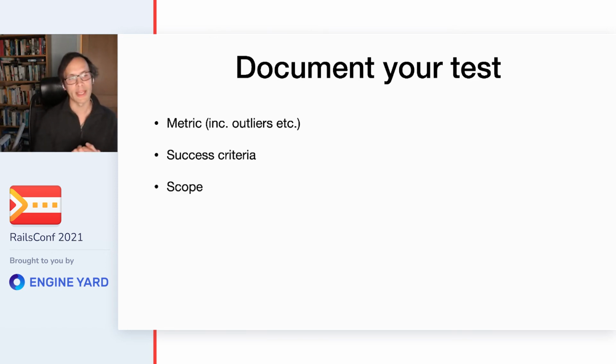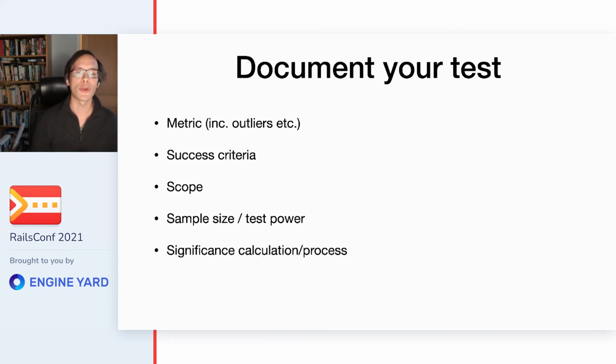The scope, as we mentioned: what exactly is on the test, what pages, what users, and so on. Do your sample size and test power calculations, and document all that. And then how you're going to calculate significance and the process around that. And also pick meaningful variant names. Don't just call them control and experiment. You'd be surprised how easily people can get confused around that.